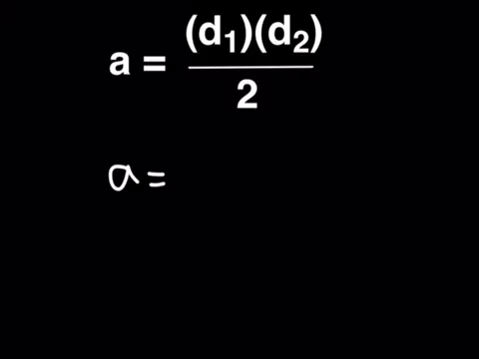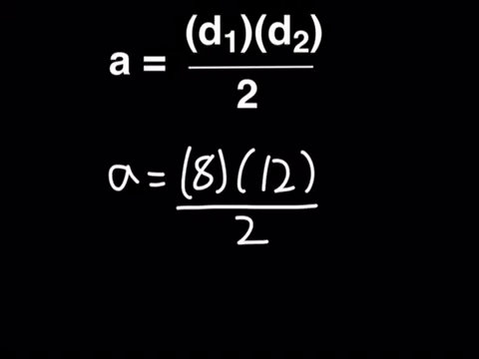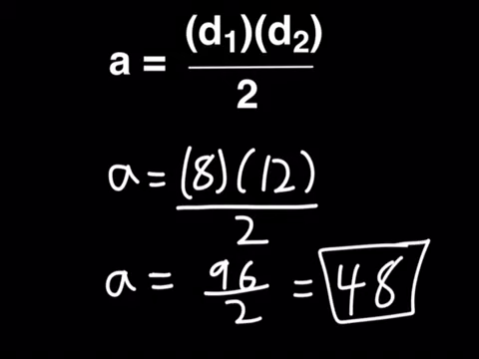We know that area is 8 times 12. Remember, in our rhombus the diagonals were 8 and 12, all divided by 2. Well, that would give us the area equals 96, because 8 times 12 is 96, all over 2, and 96 divided by 2 is 48. So again, we'd get the area as 48.